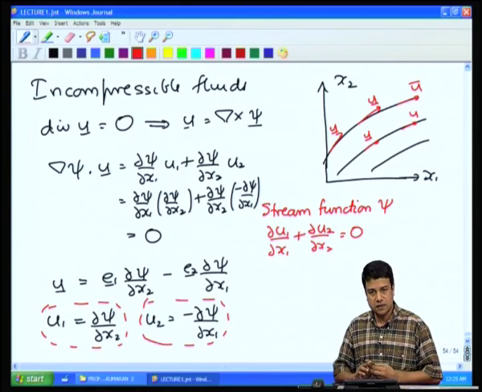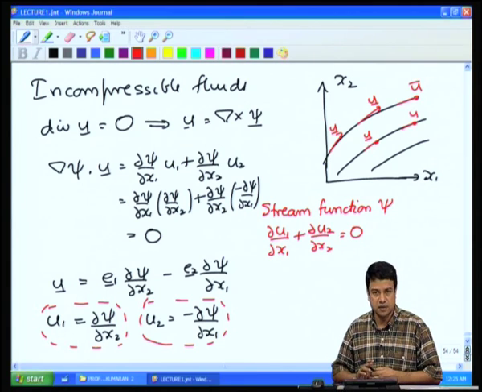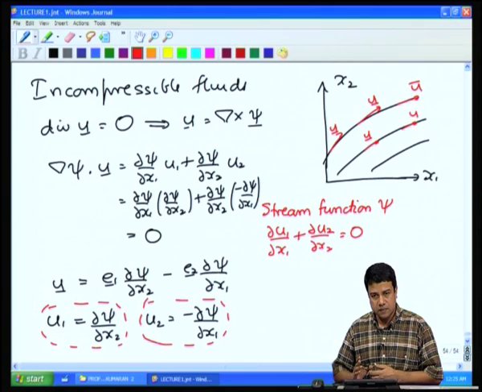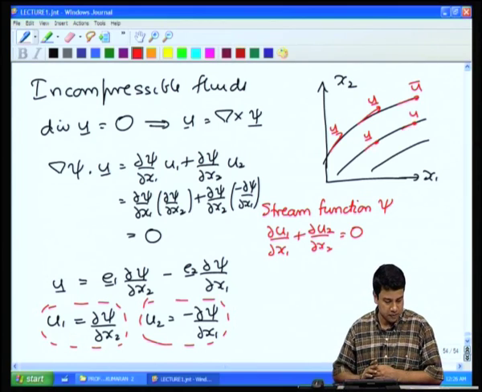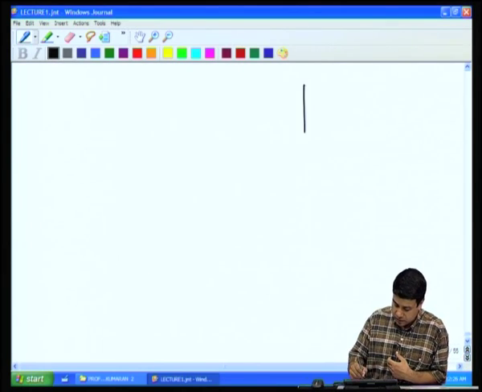These things are called streamlines. Lines of constant stream function are called streamlines. The velocity vector is tangent to these lines of constant psi, which are the streamlines. So, if the velocity vector is parallel to these streamlines, there is no flow perpendicular to the streamlines. The stream function also has another important physical implication for two dimensional flows.